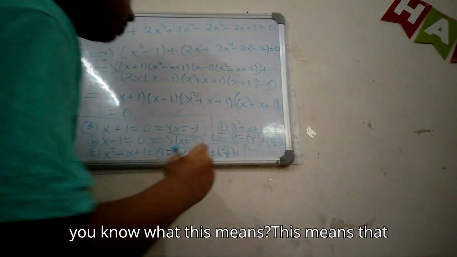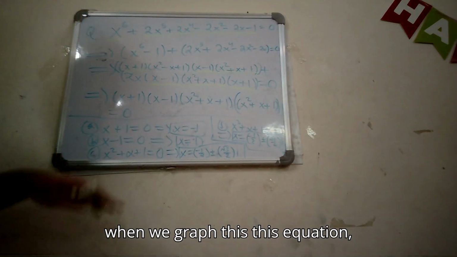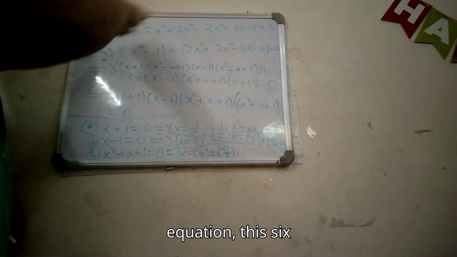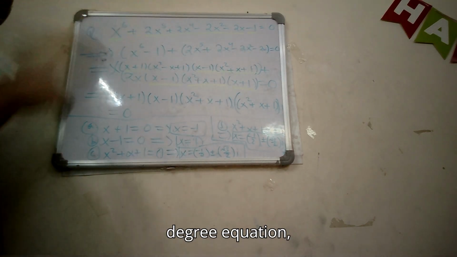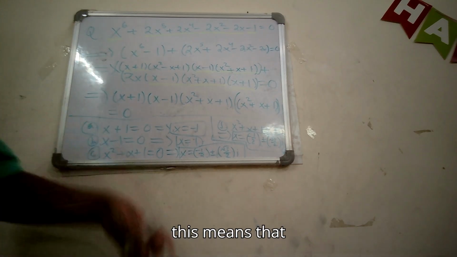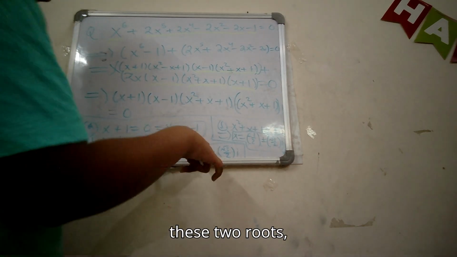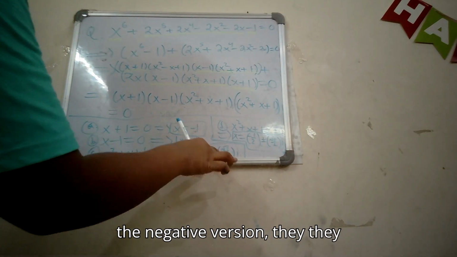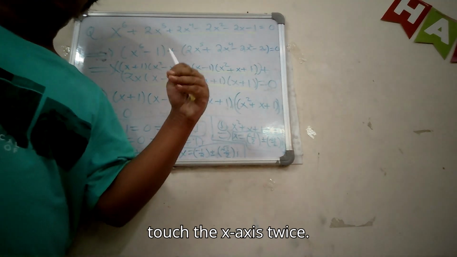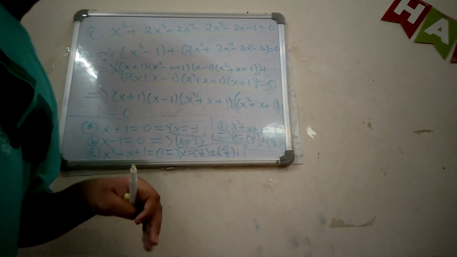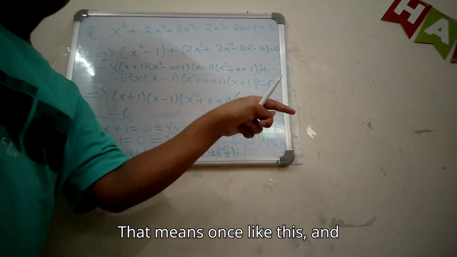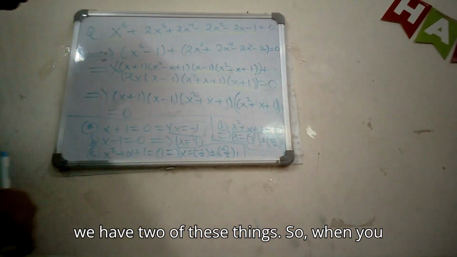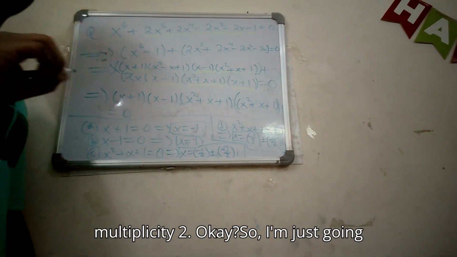Do you know what this means? This means that when we graph this 6 degree equation, each one of these roots, the positive and the negative version, touches the x-axis twice. That's why we have two of these things. So when you get this, you have to write in brackets multiplicity 2.